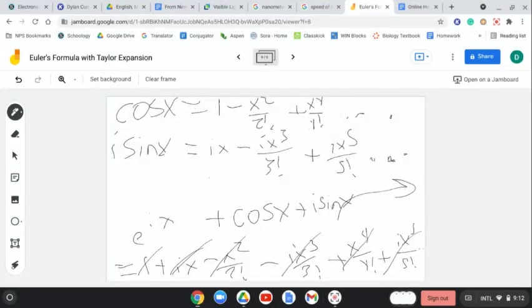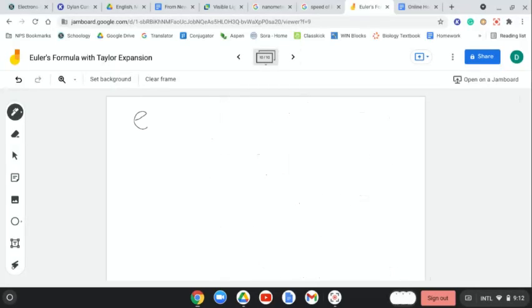So we can then say that e to the ix finally equals cosine of x plus i sine of x. And there is Euler's formula. And there are two really important things to take away from this formula.